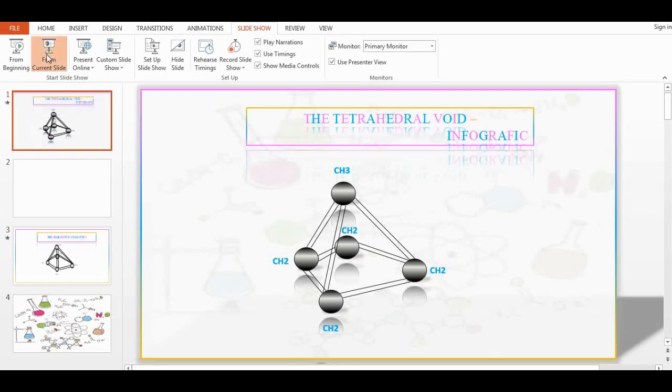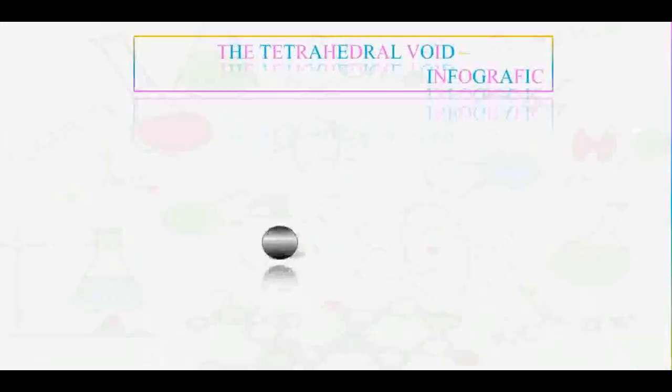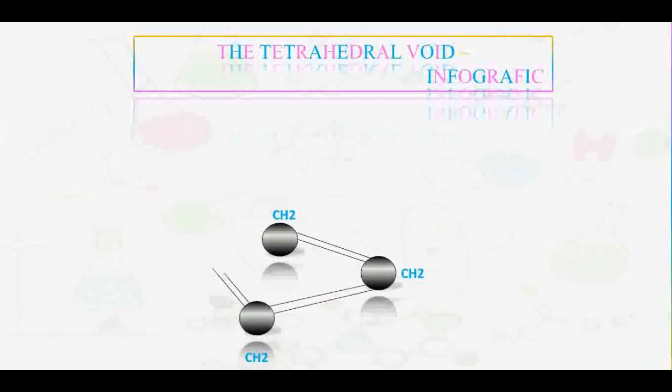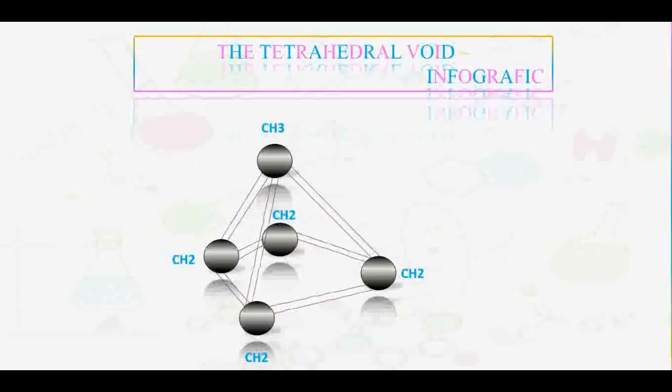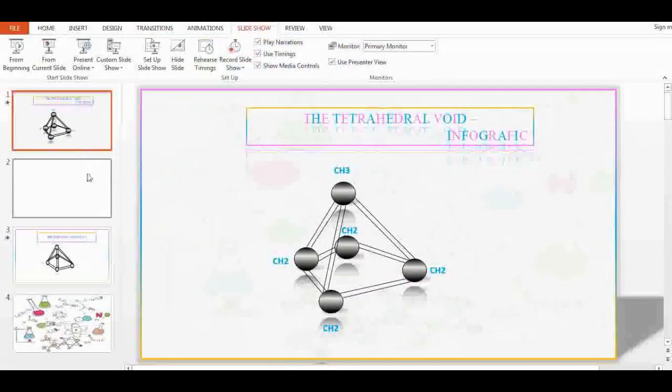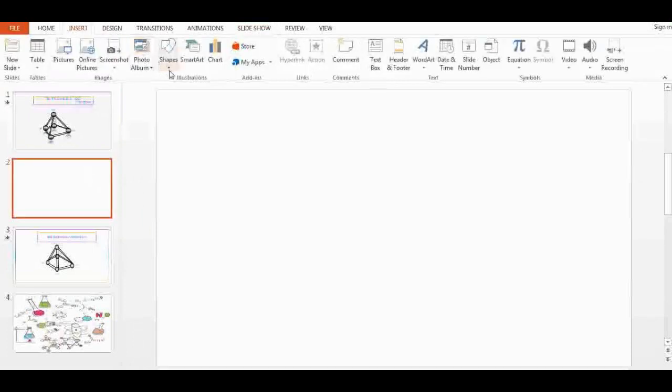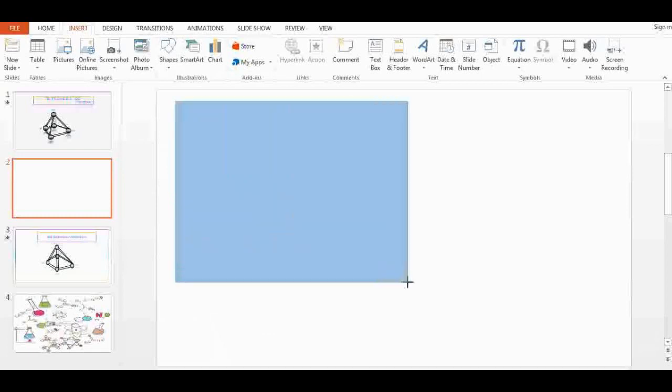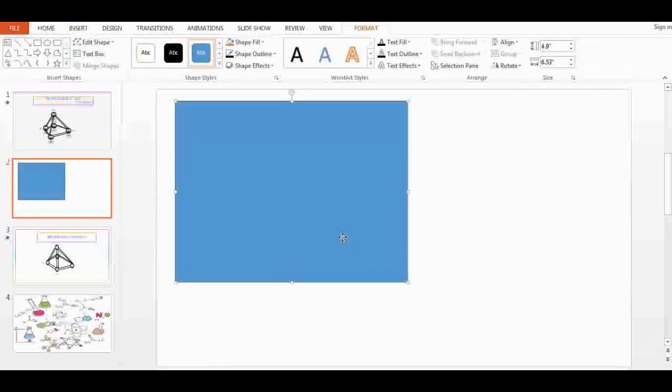Hello everyone, this is the first tutorial, and it is about chemistry animation, the tetrahedral void infographic animation from solid state. So we'll learn how to do it. Now take a blank slide and insert a normal rectangle. There are two types of rectangles, but we need to insert a normal rectangle, not a rounded corner rectangle.